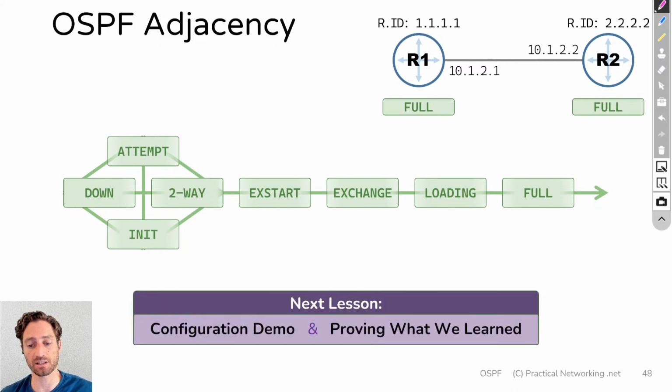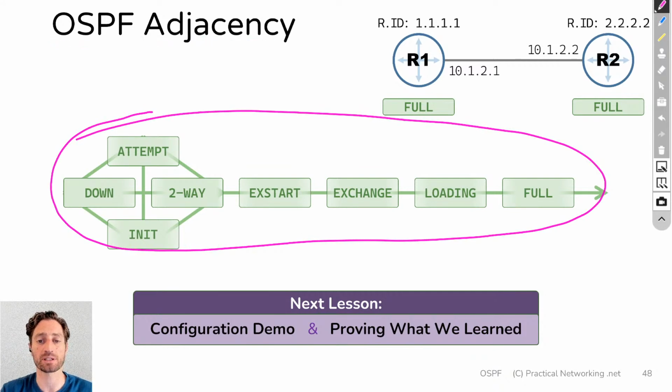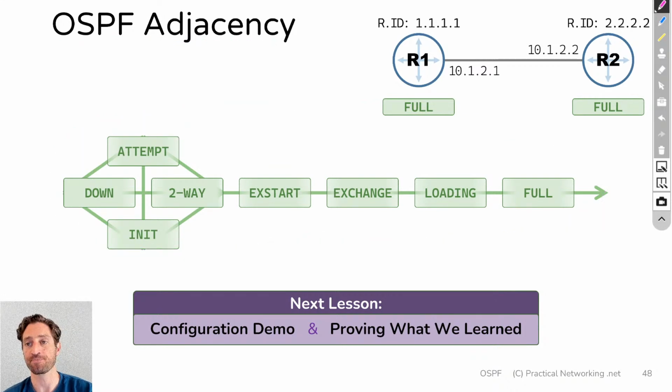In the next lesson, we're actually going to do a demonstration where I configure 2 routers as OSPF peers, and we're essentially going to walk back through everything we've learned so far and prove it to you visually using GNS3. The main takeaway for this lesson is understanding all the different stages of the OSPF adjacency sequence.